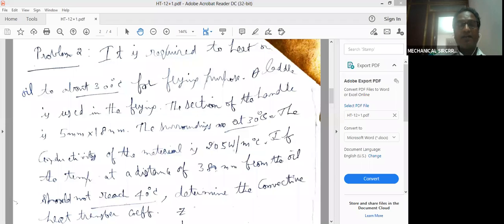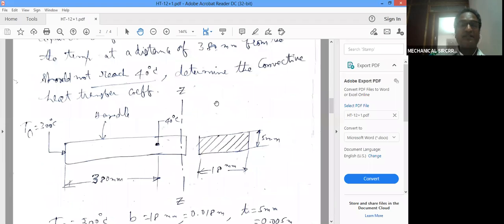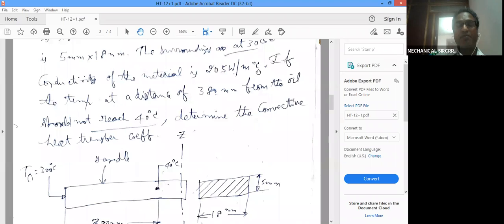So the cross section of the handle is 5 mm into 18 mm. The surroundings are at 30 degrees centigrade. Surrounding means room temperature, air temperature, 30 degrees centigrade. The conductivity of the material is 205 watt per meter Kelvin or degree centigrade.